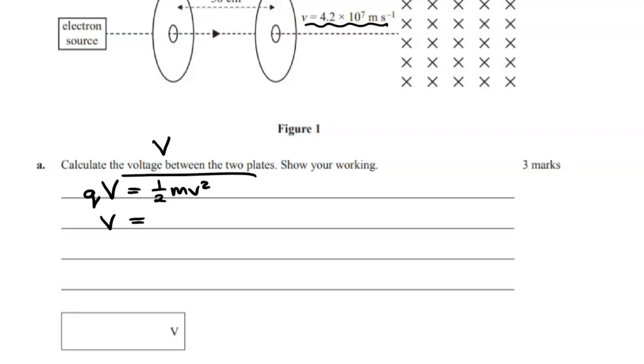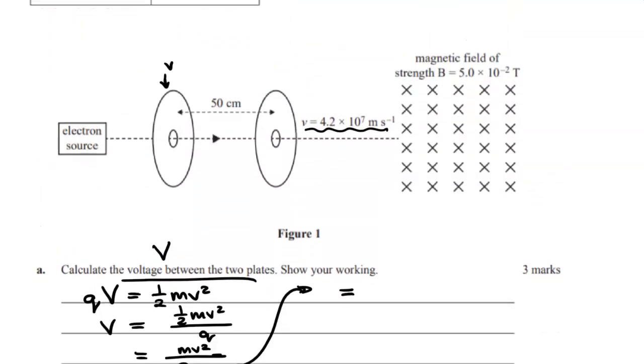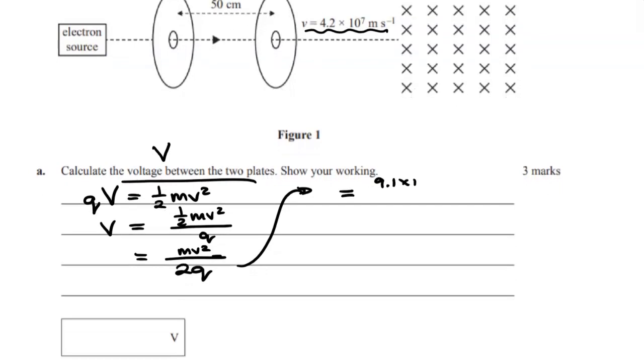So that's going to be really nice to find out what that voltage is, using half mv squared on Q, or if that upsets you, you could write it as mv squared on 2Q. Both of those are mathematically equivalent. So we have the mass of the electron we were told in the question, remember that was 9.1 times 10 to the negative 31. The velocity we were told is 4.2 times 10 to the 7. Big deal though, we need to square it. Really important that we remember that. We're going to divide that by 2 times the charge. Now I recommend you just put in the magnitude of the charge, 1.6 times 10 to the negative 19.